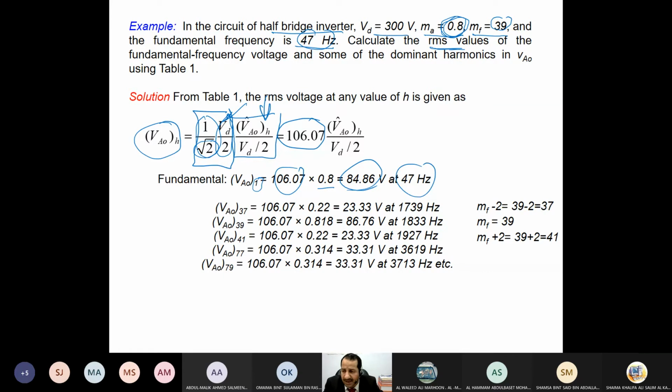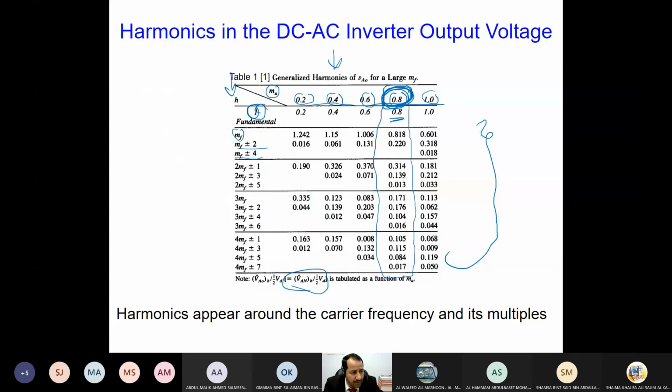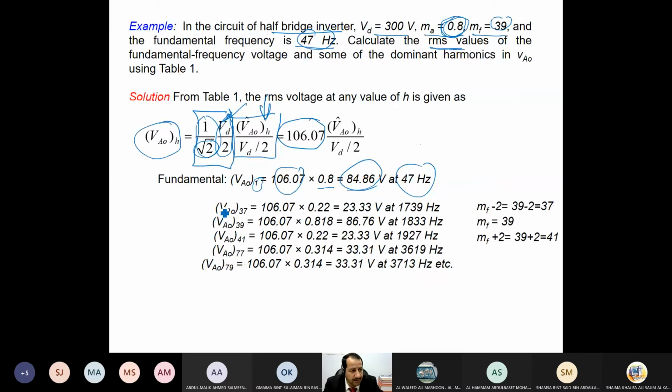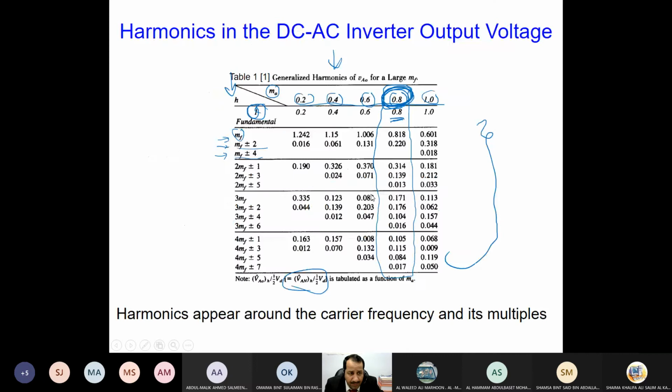Next, I will find the sideband harmonics, around 5 values. Now, see how we find them. For example, MF, MF ± 2, MF ± 4, and so on. For MF, for example, how much is MF? It's 39 in the question. Okay, 39 multiplied by the fundamental frequency, which is 47, gives 1833 hertz. This is the frequency. But tell me about the voltage. The voltage is 106 again, multiplied by the ratio. Where did I get the ratio? I go back to the table.